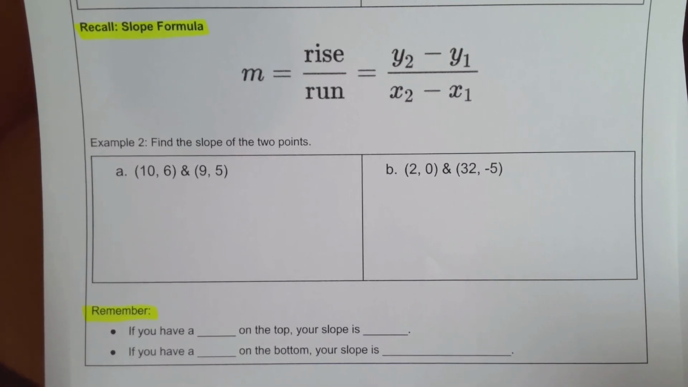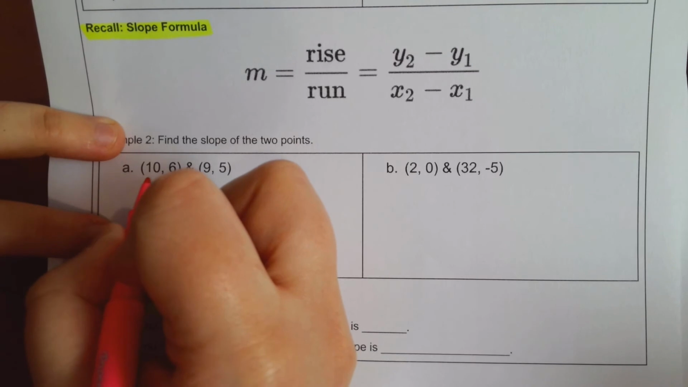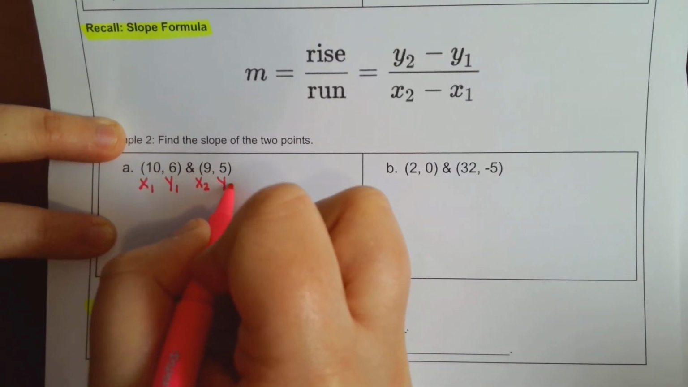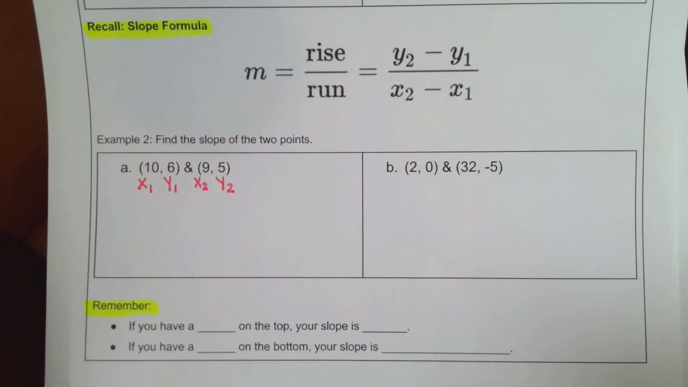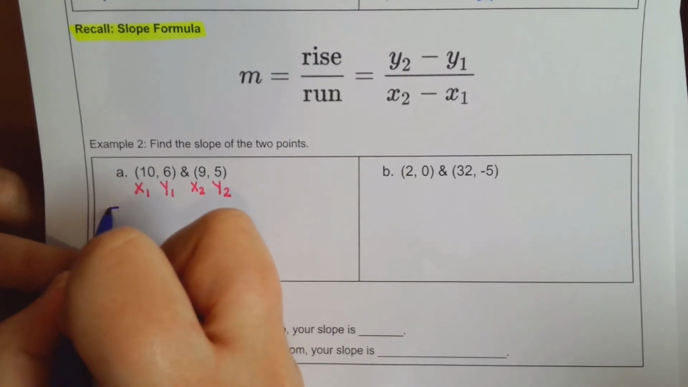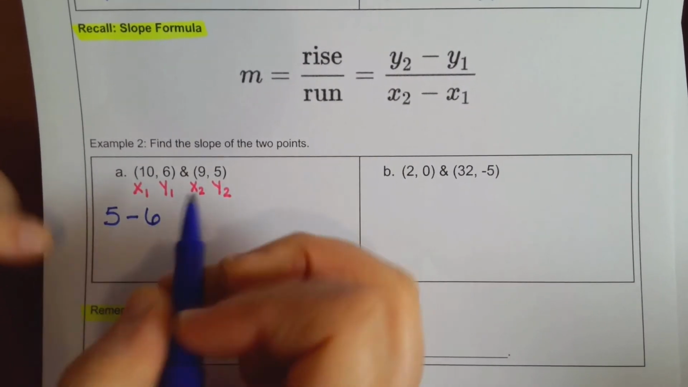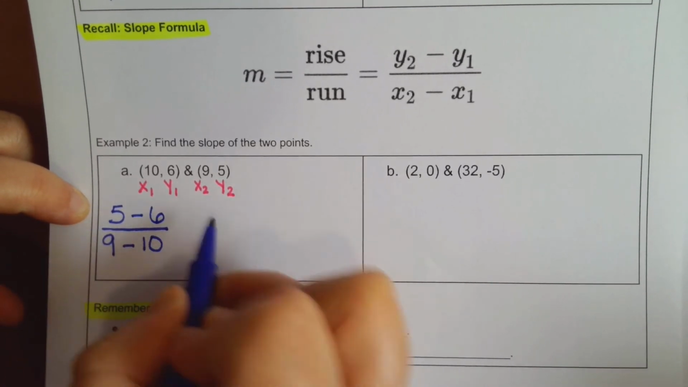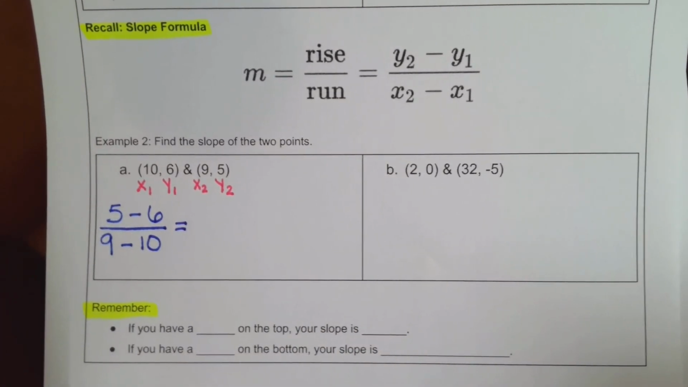So our next example is just find the slope of the 2 points. So that's all we're doing is just finding the slope right now. So what I like to do is I like to label my points. x1, y1, x2, y2. And now we're going to plug it into the slope formula. So it's y2 minus y1 all over x2 minus x1. And now we just go through and simplify.